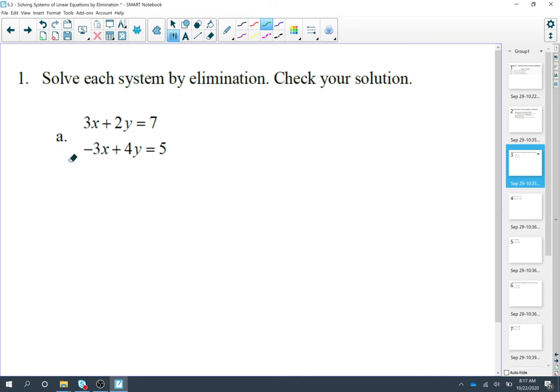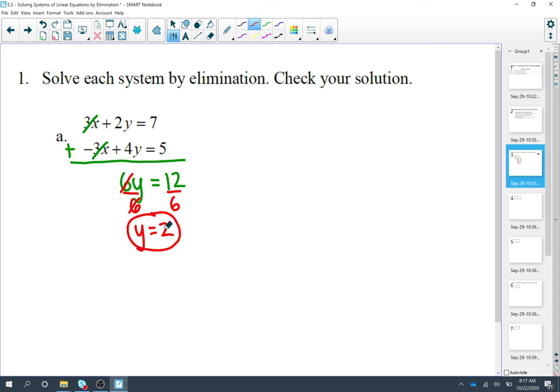So because that's true, we're going to draw a line and we're going to add our equations together. When you take a 3x and you add it to a -3x, that makes 0x, and those cancel, which is what we wanted. Then we're going to add 2y plus 4y, which is 6y. You're going to drop your equal sign, and then 7 plus 5 is 12. At this point, you just solve the equation. So now I'm going to divide both sides by 6, which is going to give me y equals 2.